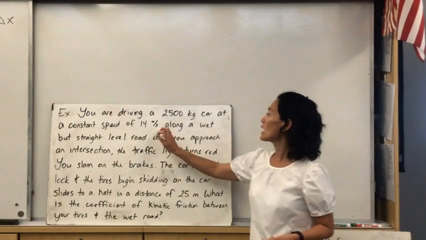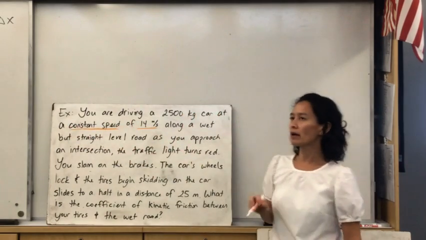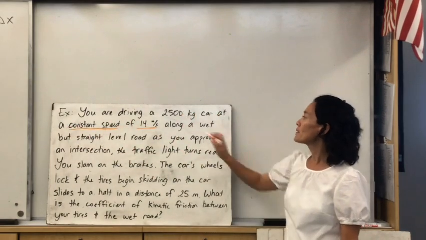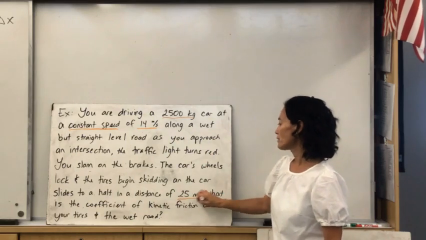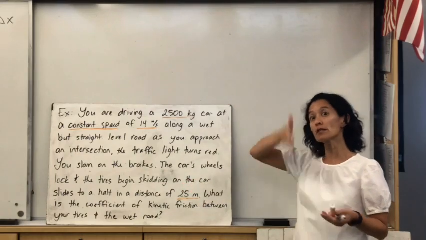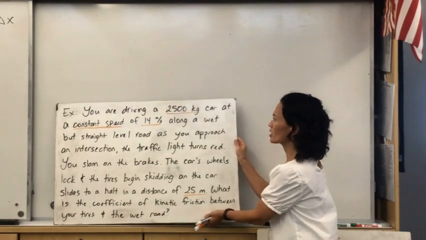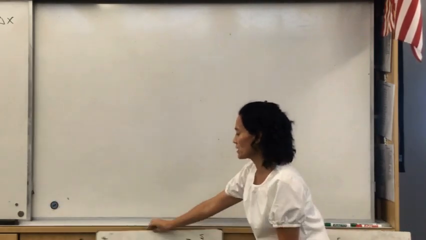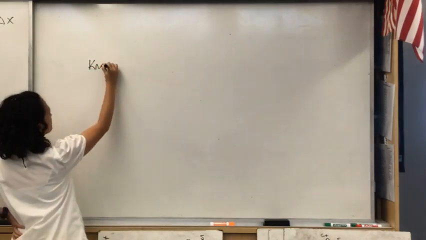Okay, so we're not given a whole lot of number values. We know that I have this constant speed. Ooh, constant speed, that should be a light bulb there. I have this 2500, I have this 25 meters. So let's translate this into a list of things that we know and into a physical model. I'm going to put this down here on the board so that I have lots of space.